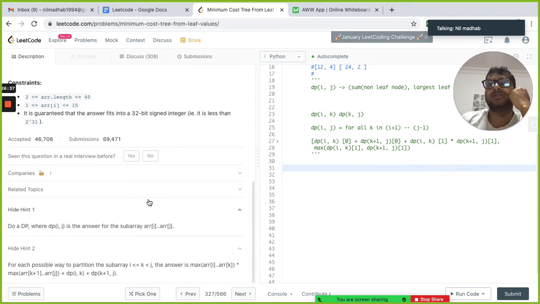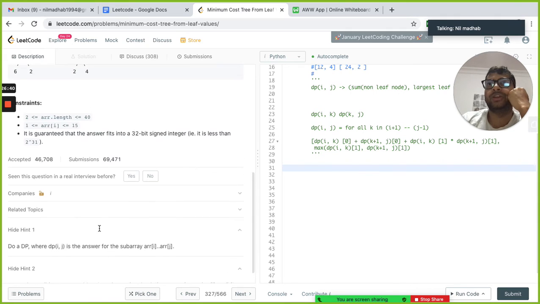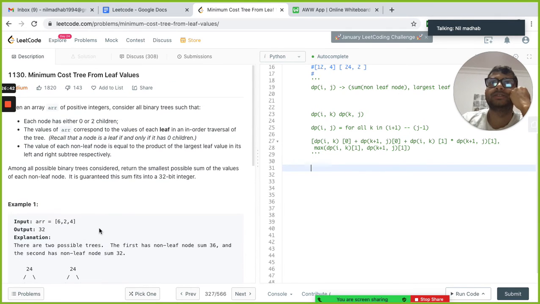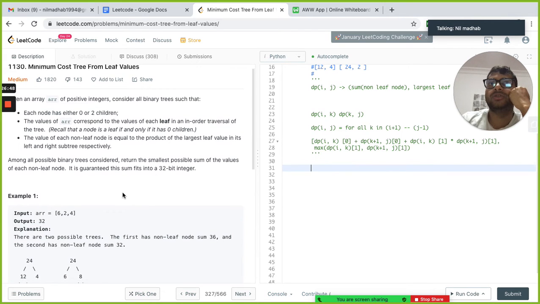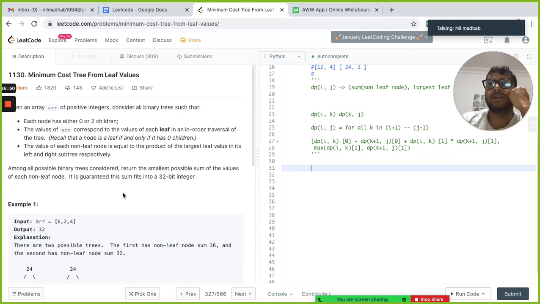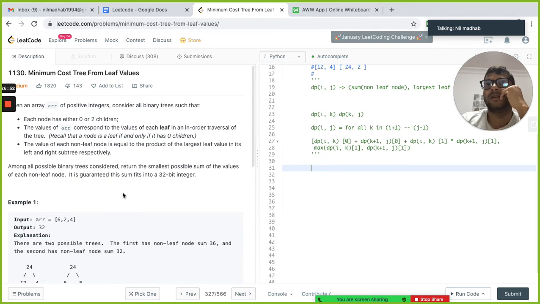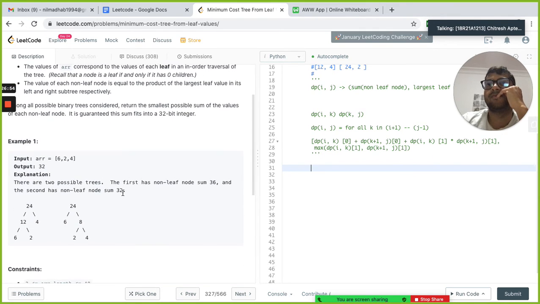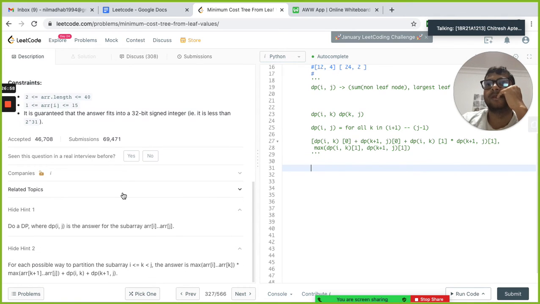I have a doubt. Don't we need to consider the product of two? Yes, the product will be part of our dp of ij. It will not be a part of max. Max will only have leaf. Yes, yes.